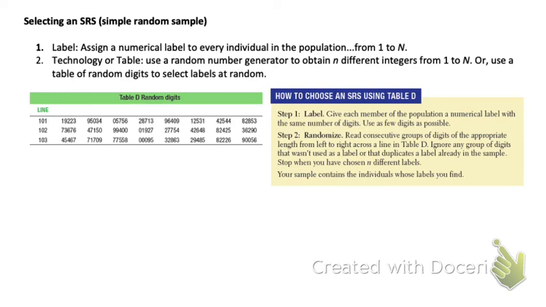So, here's the kicker though, you guys. You have to label the people in the population. You have to label each person in the population from 1 to capital N. Any guesses what capital N is? That is the number in the population.